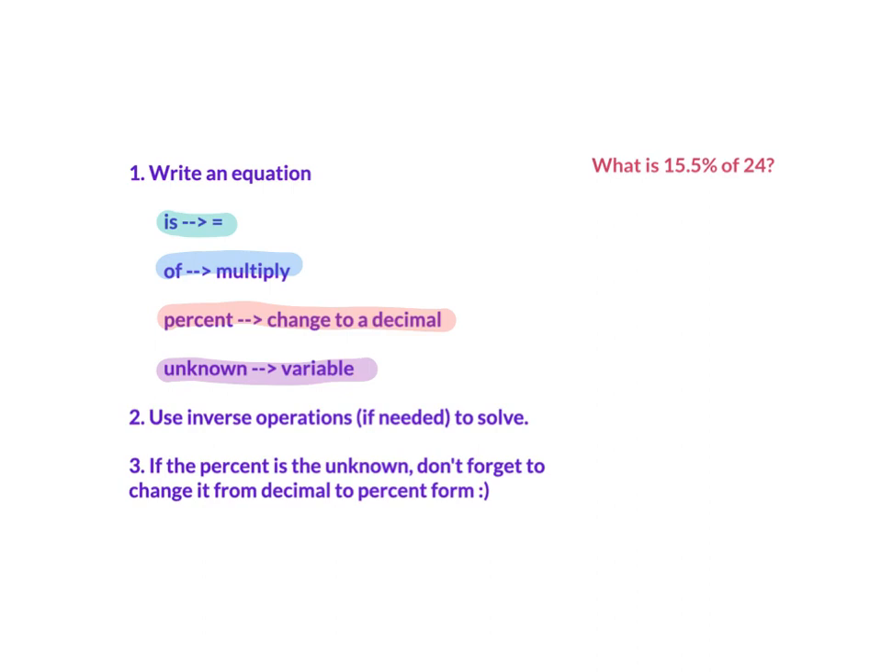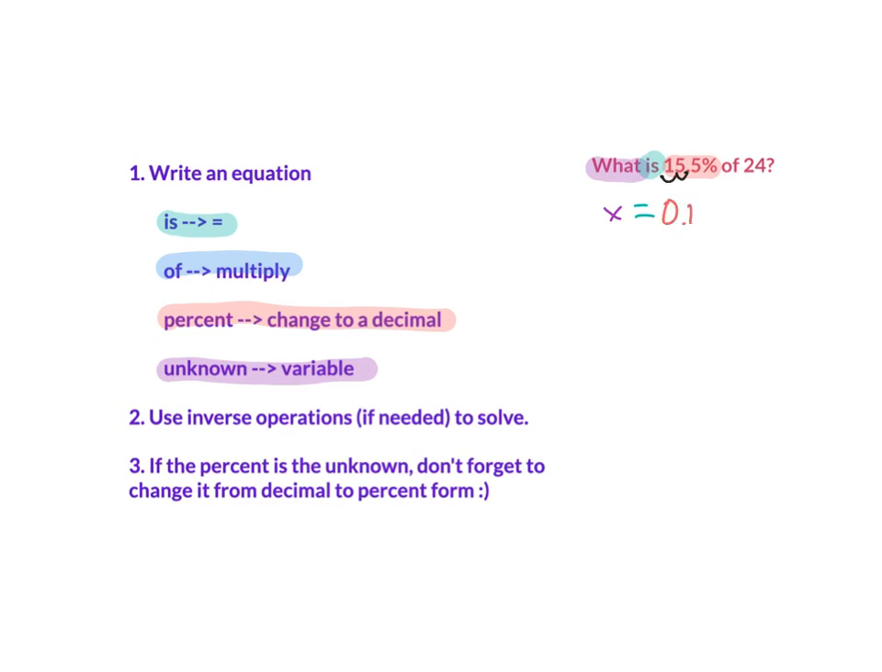So let's first use that first step to translate this problem. This problem says "what is." We don't know what, so I'm going to write a variable. I see the word "is," so I know I'm going to use an equal sign. I see the percent, so I'm going to change that percent into a decimal form. And when I do that, I'm going to move that decimal point 2 places to the left.